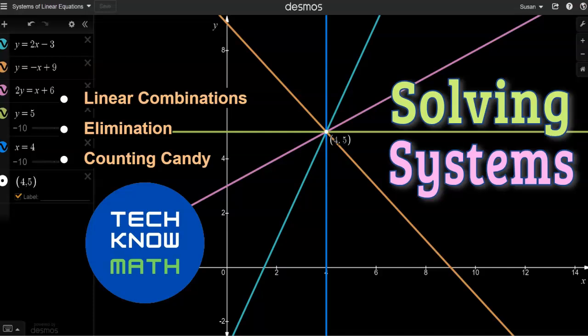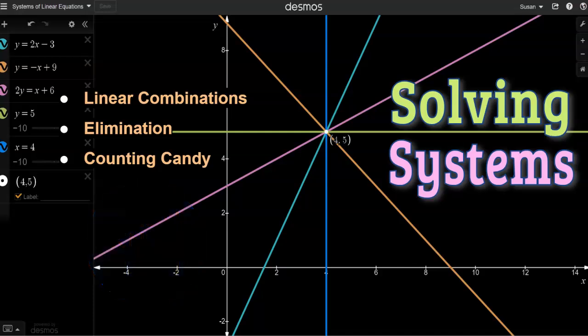This is Algebra 1, Term 2, Lesson 11. We're going to be solving systems of linear equations. We're going to be introduced to the idea of linear combinations through an inquiry type task. Kids will solve the systems the traditional way using the elimination method, and we have a 3-act task called counting candy. So let's start with the Desmos activity.